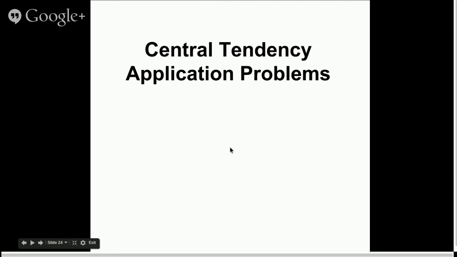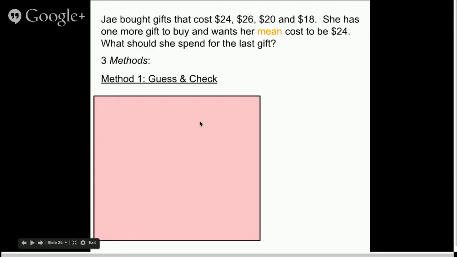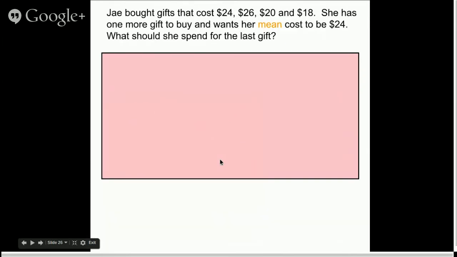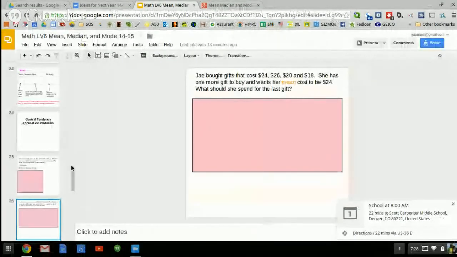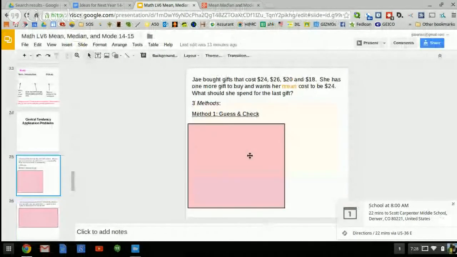All right. Here are some ways that we can apply this. So if J bought gifts that cost 24, 26, 20, and 18, she has one more gift to buy and wants her mean cost to be 24. What should she spend for her last gift? There's 3 methods to solve a problem like this. You can guess and check. Oh, that needs to go away, so I'm taking that away. Sorry.